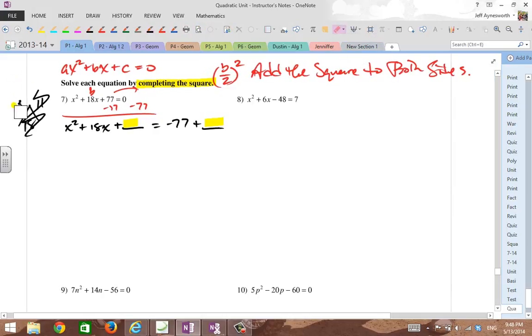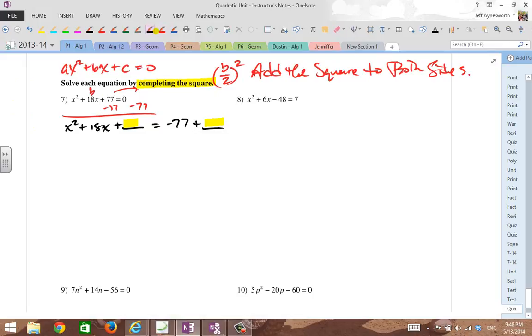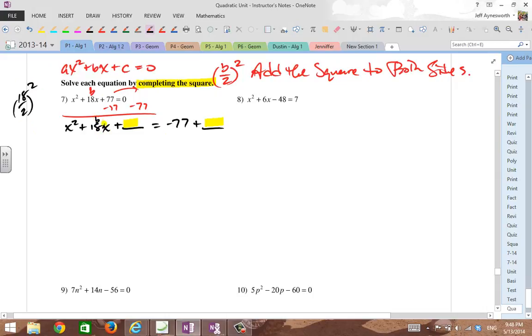Because I don't want to solve it by factoring. I want to solve it by the completing the square technique. And I'm going to ask myself, hey, what's 18 divided by 2 squared? You got to take b, which is 18, and divide it by 2 and square it. Well, that's 9 squared, or 81, and that's what I want to add to both sides.